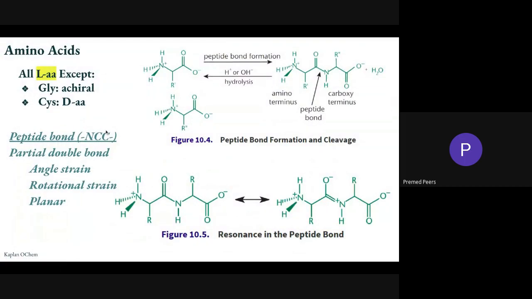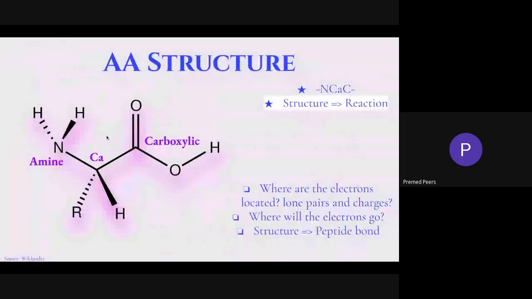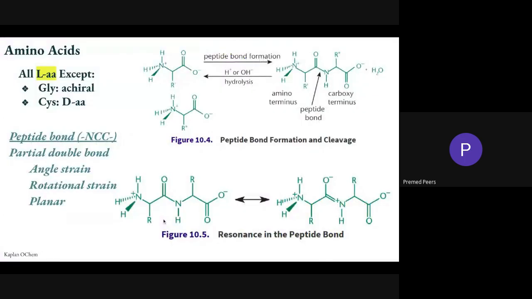So that is very important to remember. And one more thing is that glycine would be achiral, because remember that chirality can only be assigned when you have a carbon that is connected to four different components. So if you have two of the same, it's not going to be assigned any chirality.